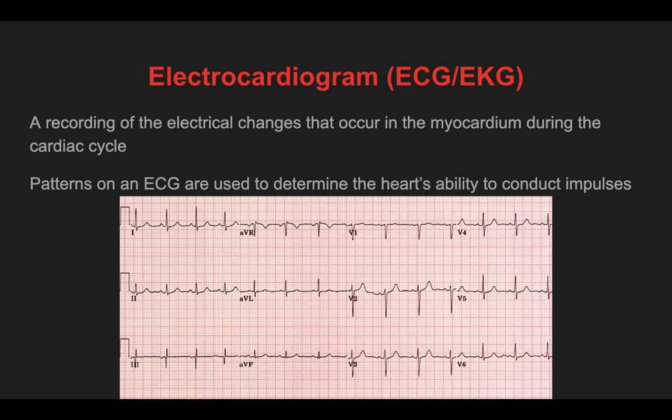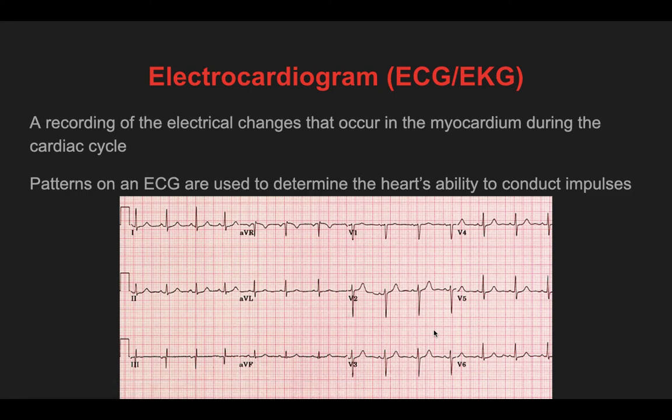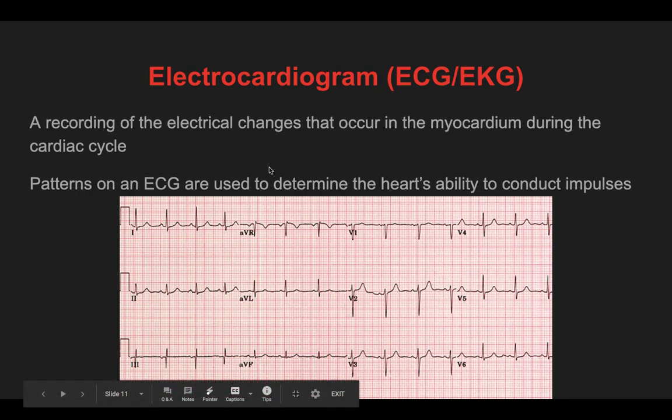These EKGs are just a recording of the electrical changes that occur in the myocardium during cardiac cycles. I don't know if you guys have ever watched Grey's Anatomy or maybe House, or if you've been in the hospital and been hooked up to one of these. It just monitors your heart, and sometimes it beeps fast, and other times it'll be really slow, and it's a really annoying machine. Lots of people can't wait to get unhooked from them. It just monitors the heart cycle, or the cardiac cycle.